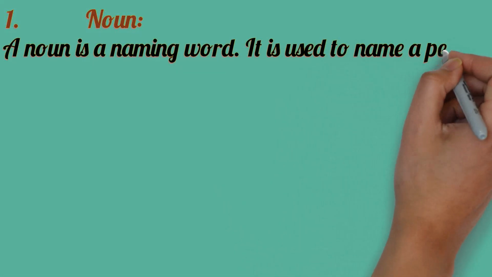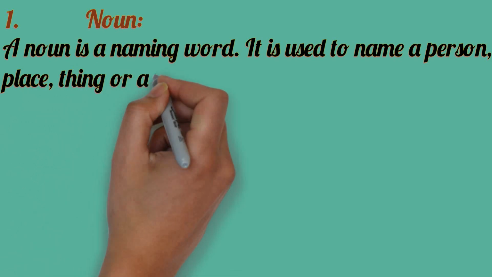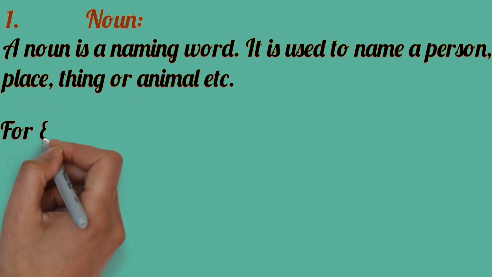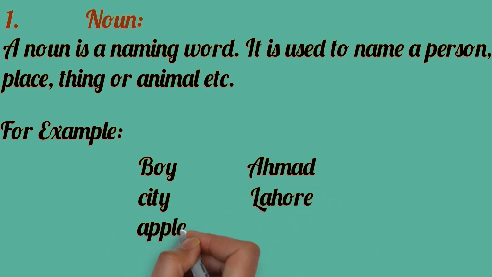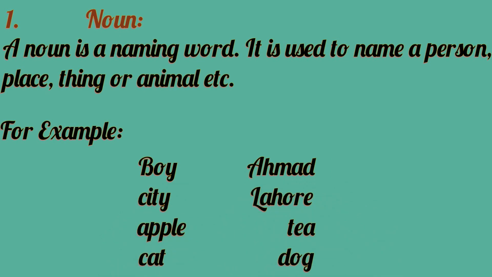1. Noun. A noun is a naming word. It is used to name a person, place, thing or animal, etc. For example, boy, Ahmad, city, Lahore, apple, tea, cat, dog, etc.